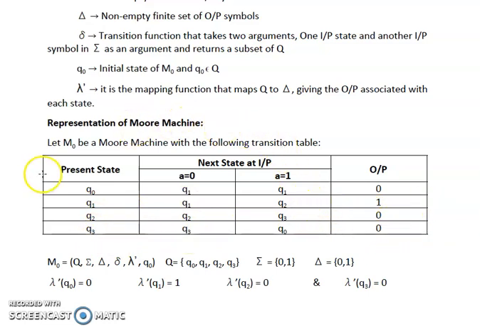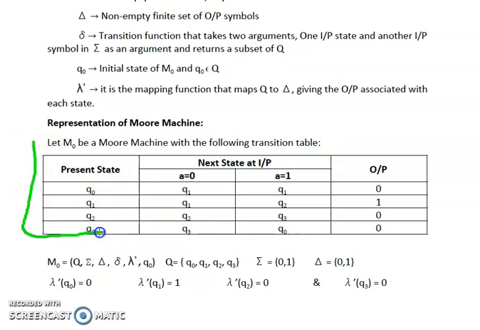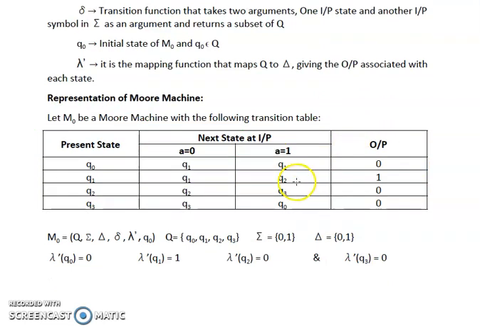Now, if we talk about the transition table in case of DFA, it was different from Moore machine. In case of DFA, the transition table consists of just 3 columns. So, the starting 3 columns were present in the transition table of the DFA, but the last column, that is the column of the output, was not present in case of a DFA. Because in case of DFA, output is not associated with the states, that's why this column was not present. But in case of a Moore machine, we have an extra column that is named output.